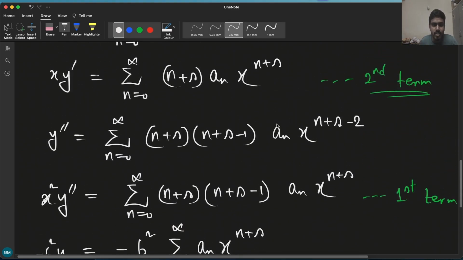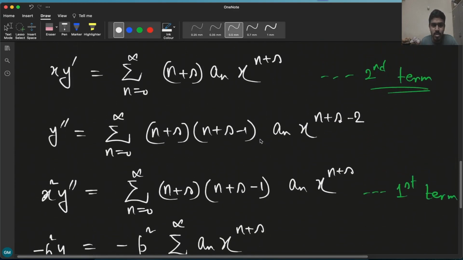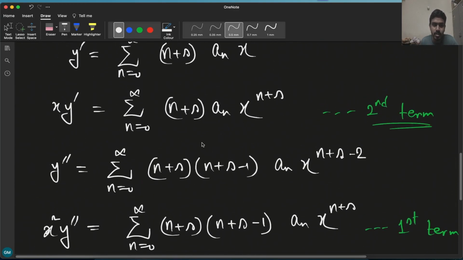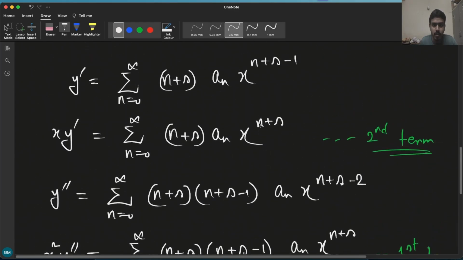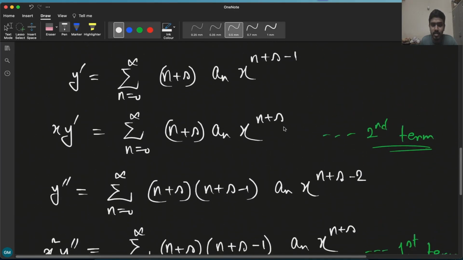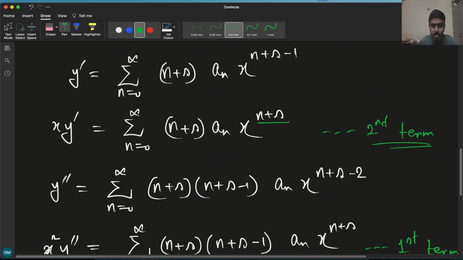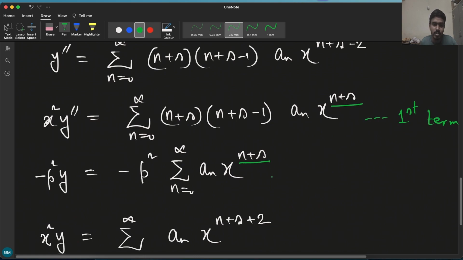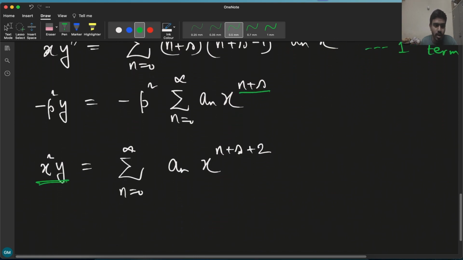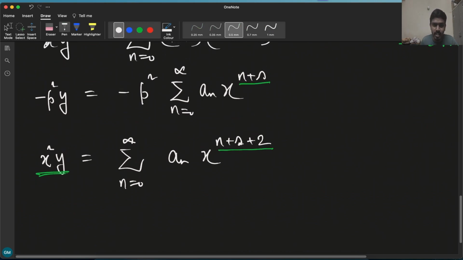And now you can see that for all these terms in the summation, n is starting from n equals 0 to infinity. That is fine, but x has a power of n plus s. Here x has a power of n plus s, here also x has a power of n plus s, here also x has a power of n plus s. But for this term x square times y, x has a power of n plus s plus 2, and we don't want that because we want to compare the coefficients of same powers of x.